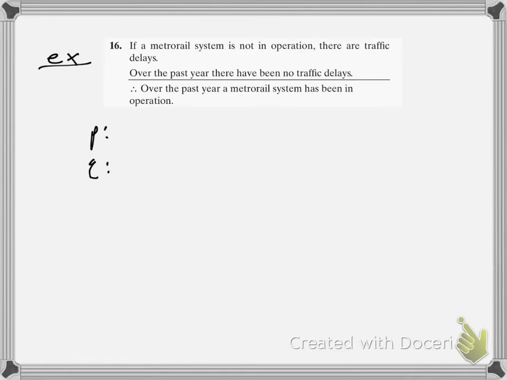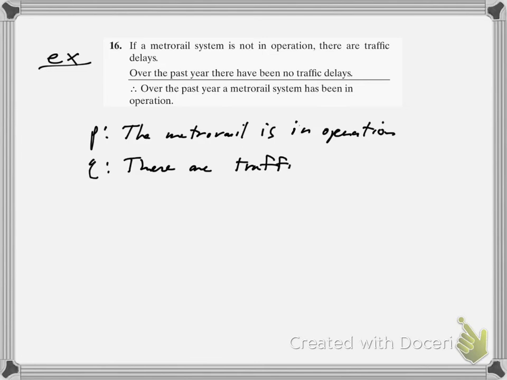So first of all, there's a couple simple statements in here. One is the metro rail is in operation. Okay, that's a simple statement. That's one of the simple statements in here. And the other one is there are traffic delays. So we're basically looking at two big ideas here: whether the metro rail is operating and whether or not there are traffic delays.